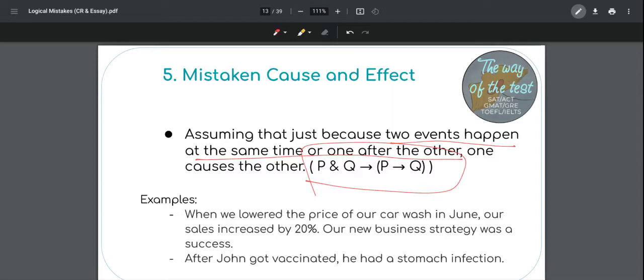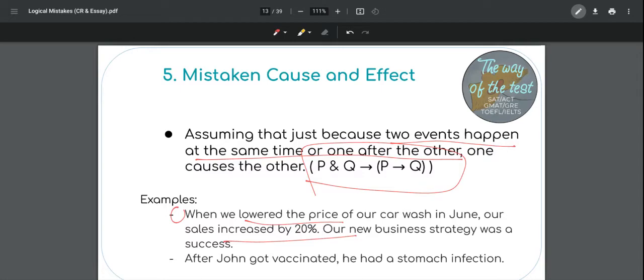Okay, so examples here. The first example: when we lowered the price of our car wash in June, our sales increased by 20%. Our new business strategy was a success. Again, we don't know. The lowering of the price and the 20% increase both happened, but we don't know whether the increase is due to lowering the price. This is a very important thing in business because we don't know all the other conditions, so we have to look for all the other conditions in order to know whether this is actually the cause or not.